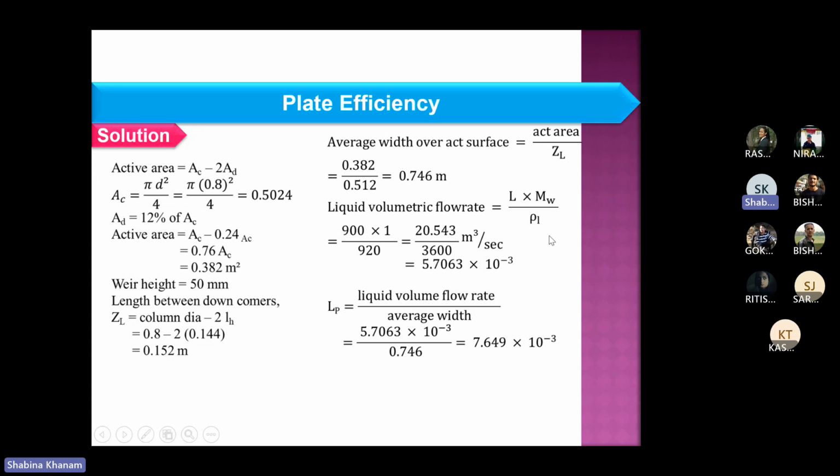So first of all you need to find out volumetric flow, because molar flow is given. Considering the molecular weight, you can find out this liquid volumetric flow, and LP it is given over here. Sorry, LP you can calculate like this, which is coming as 7.649 10 to the minus 3.